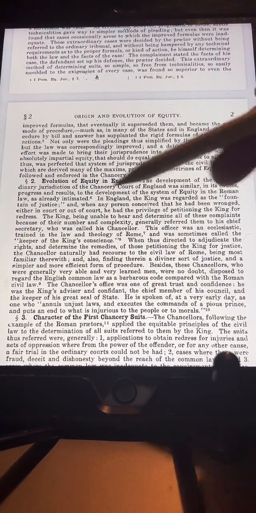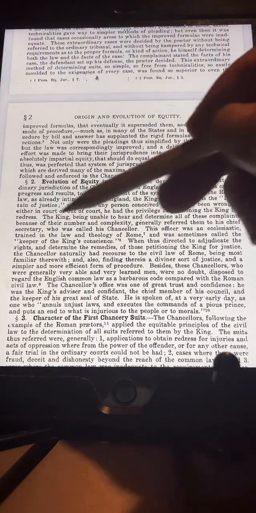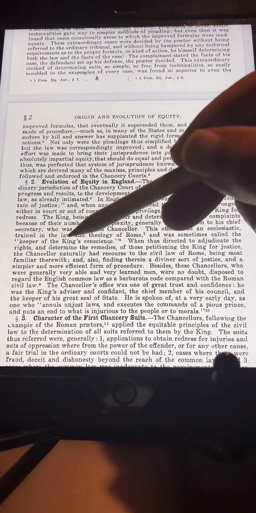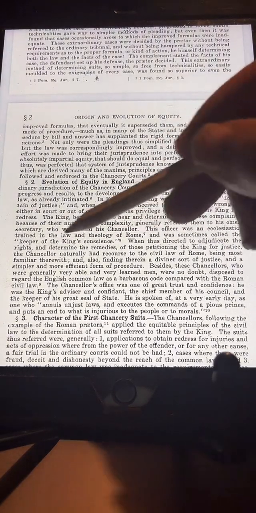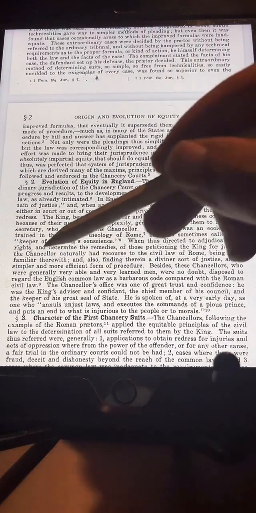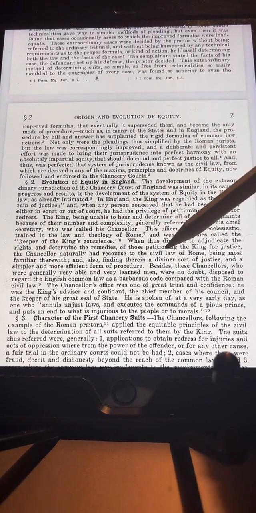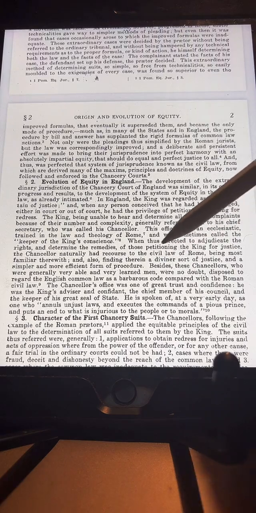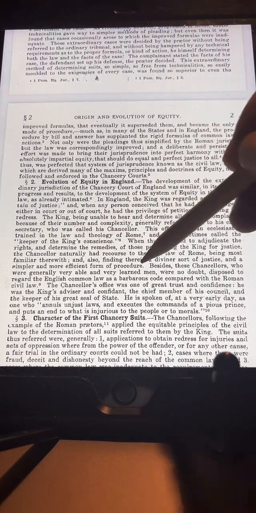This officer was an ecclesiastic trained in the law and the theology of Rome, and was sometimes called the keeper of the king's conscience. When thus directed to adjudicate the rights and determine the remedies of those petitioning the king for justice, the chancellor naturally had recourse to the civil law of Rome, being most familiar therewith, and also finding therein a diviner sort of justice, right? Divine justice, right? We were just talking about that earlier, right? And a simpler and more efficient form of procedure.